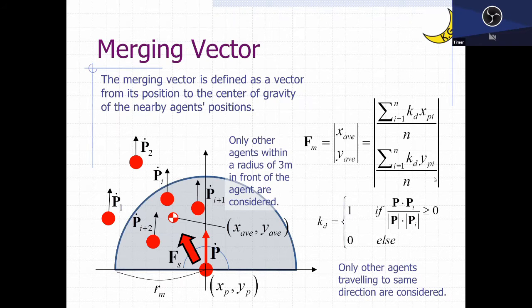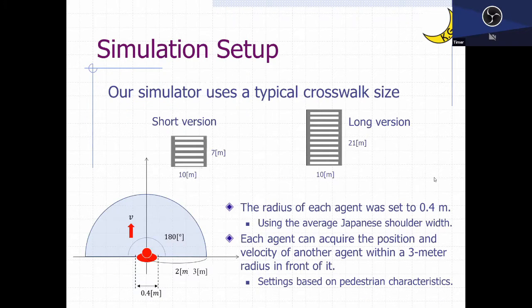In the simulation setup, our simulator uses a typical crosswalk, a short version and a long version. The radius of each agent was set to 0.4 meters using the average Japanese shoulder width. And each agent can acquire the position and velocity of other agents within a 3 meter radius in front of it, because this setting is based on pedestrian characteristics.